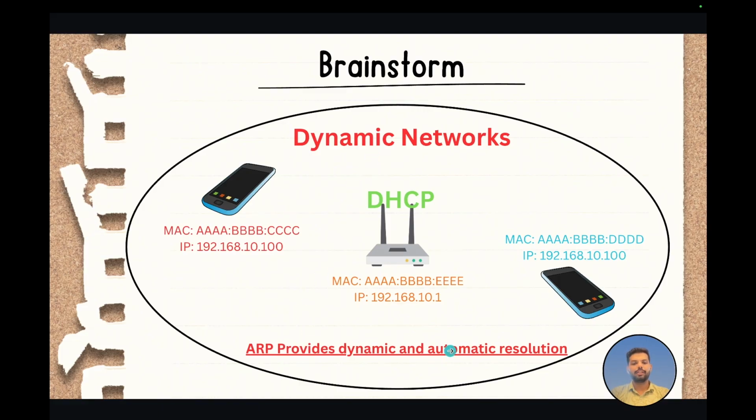dynamic and automatic resolutions. So what this means is, if let's say these two mobiles were to communicate with each other, and following the fact that we have dynamic networks, this phone might not be there when this phone wants to communicate to this particular destination mobile address, right? So that's why ARP provides dynamic and automatic resolutions for IP addresses, right?